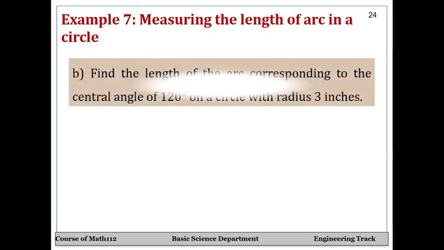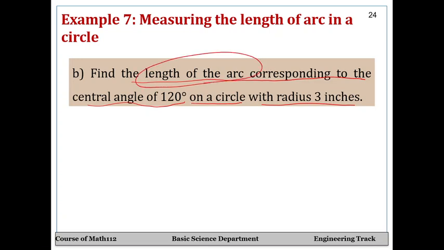Now let's look at this one. Find the length of the arc corresponding to the central angle of 120 degrees on a circle with radius 3 inches. So we want to find the arc length and the corresponding central angle is 120 degrees. Okay, maybe it looks a little like that, because it's more than 90 degrees.